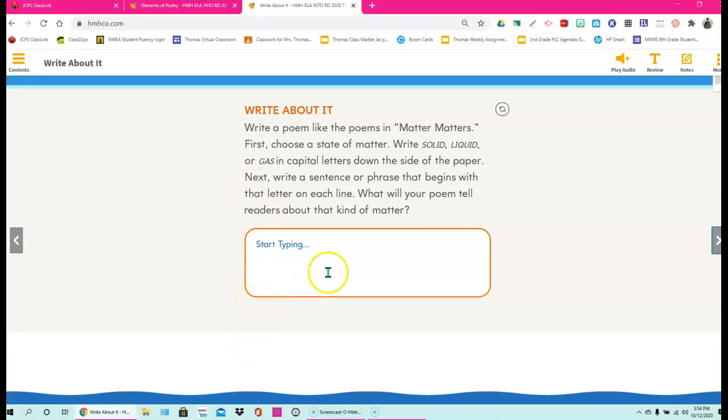So you are going to write either solid, liquid, or gas in capital letters down the side of your paper. So you're doing this in your book on page 213, okay? Then beside that, you're going to write a phrase, or what you would think of in a paragraph as a sentence, that begins with the letter on each line. So we're going to do a very quick little acrostic poem together. And again, we're going to see if through my acrostic poem, I have given you any information about this topic. So I'm not going to write about matter. I'm not choosing a solid, liquid, or a gas.